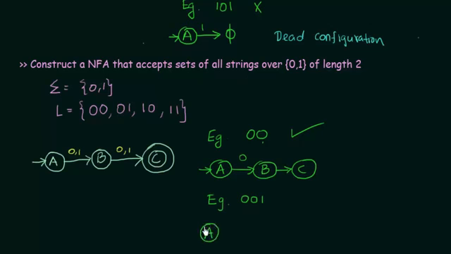I start with my starting state A, and the first input I get is 0. So on getting input 0, where does A go? A goes to B. And what is my next input? My next input is 0. So I'm in state B, and on getting this 0, where does B go? B goes to state C. And now I have the next input 1, and C on getting input 1, where does it go? It has no place to go. It does not go anywhere. So we represent it with phi, meaning C does not go anywhere. So at the end, I am at phi. So this string is not accepted.